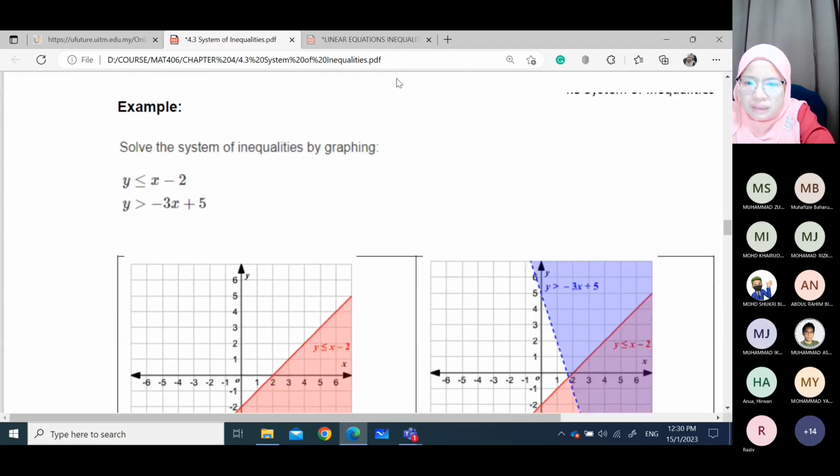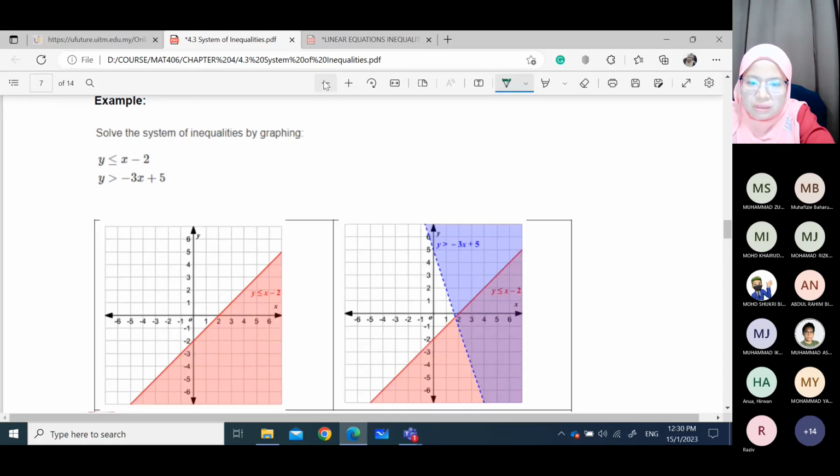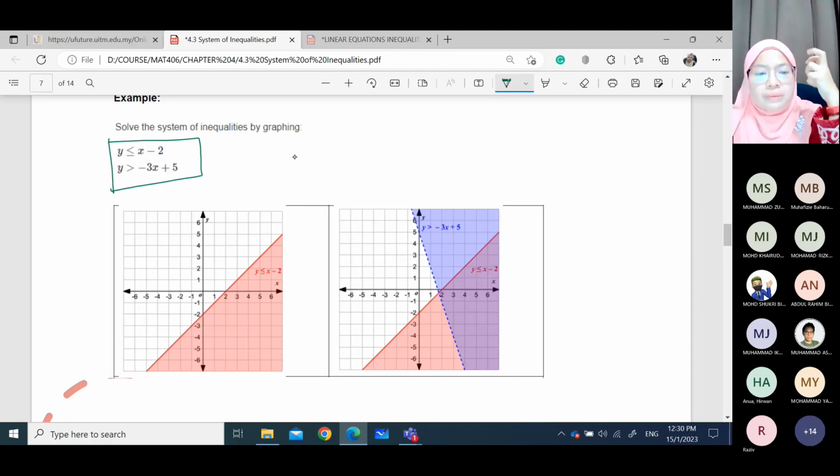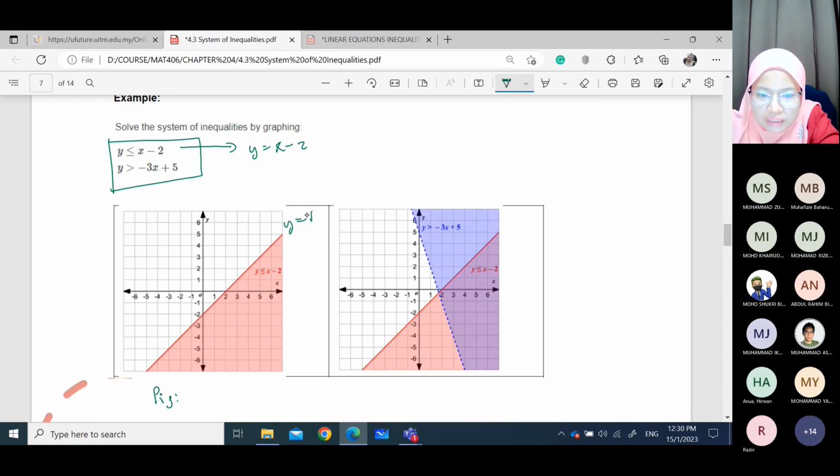Okay, so kita tengok example yang ini. Yang ni dia buat step by step. So solve the system of inequalities by graphing. So dia bagi dua inequalities dekat sini. So maksudnya the region is bounded lah. So kita ambil yang overlapping region. So based on this inequality system, we have two equations. Okay, so the first one is y equal to x minus 2. So untuk graf yang pertama, yang ini, figure 1, graf yang ini adalah y equal to x minus 2.